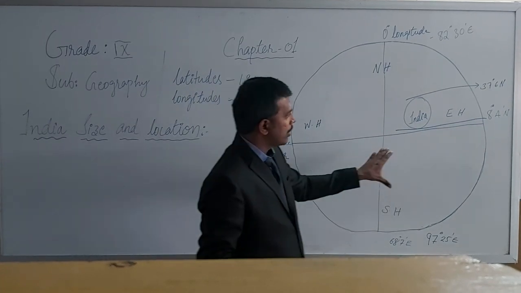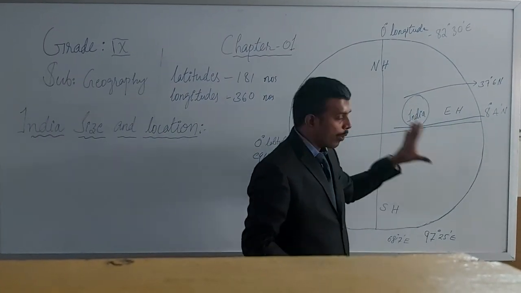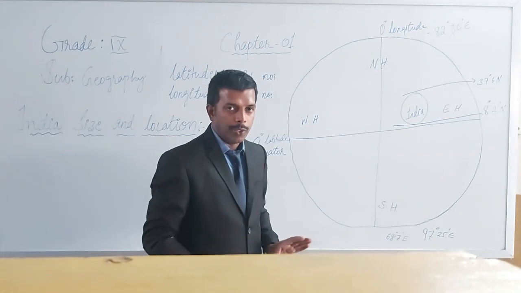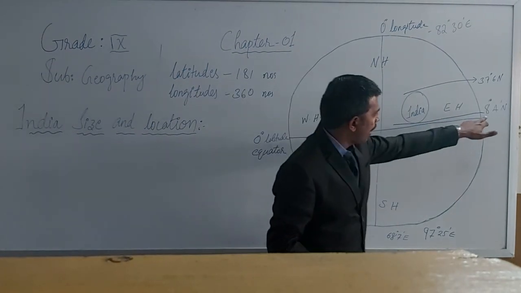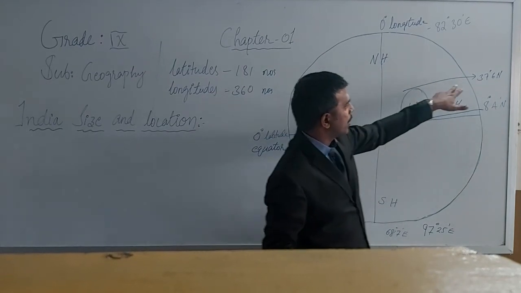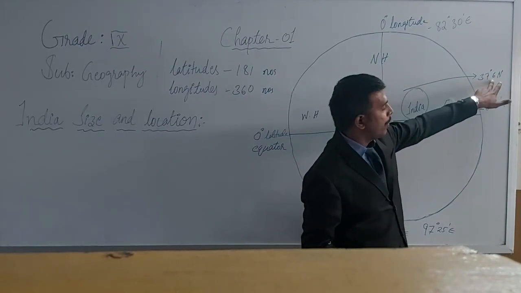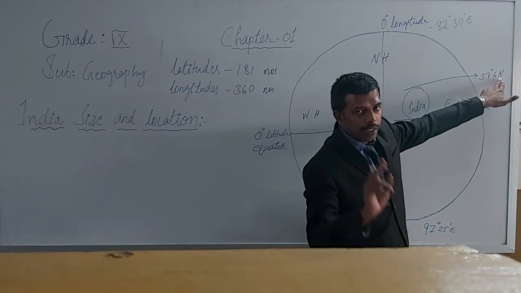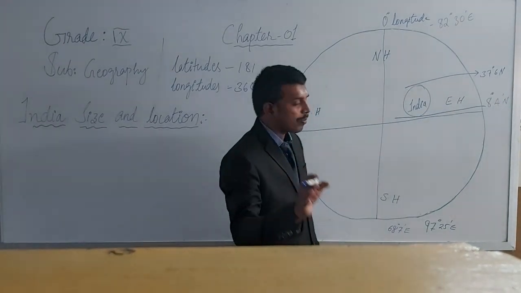So as the second point, we can say India is located between two latitudes. The southernmost latitude is 8 degree 4 minute north, and the northernmost latitude is 37 degree 6 minute north. I hope all of you understood.